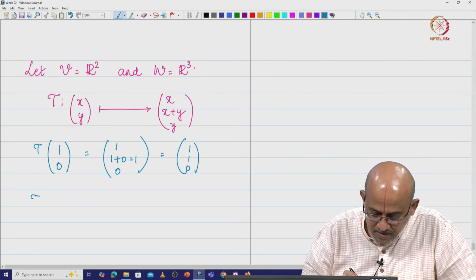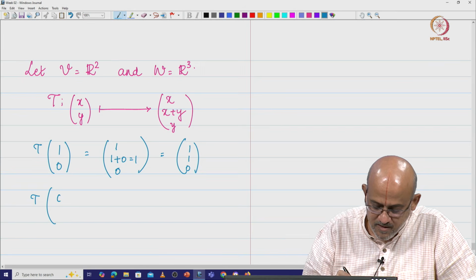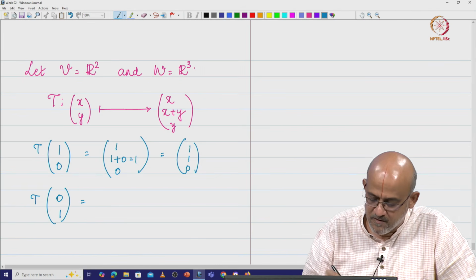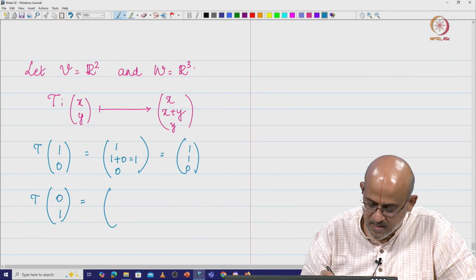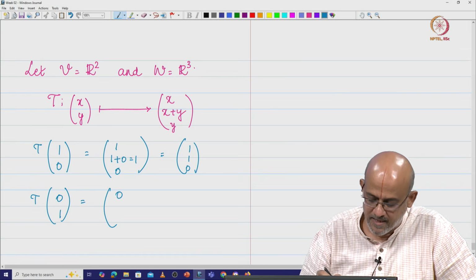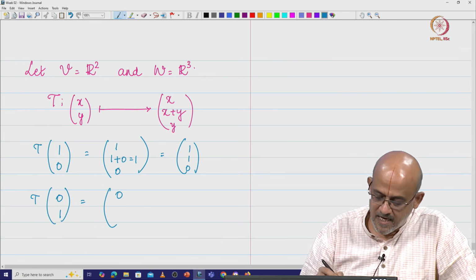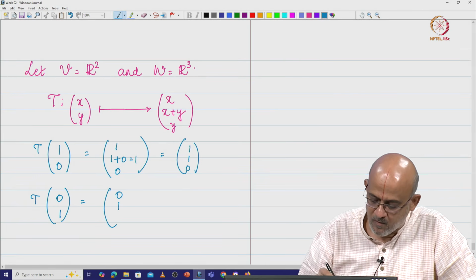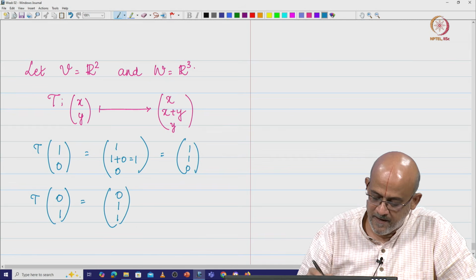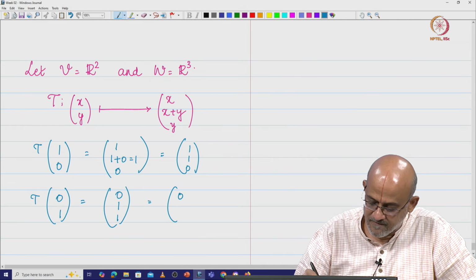And let us see what happens to the transformation of the vector (0, 1). Transformation of the vector (0, 1) is going to result in, let us say x is going to be retained as 0, x plus y is going to be 1, and y is going to be retained as y. So, this is what we have: (0, 1, 1).